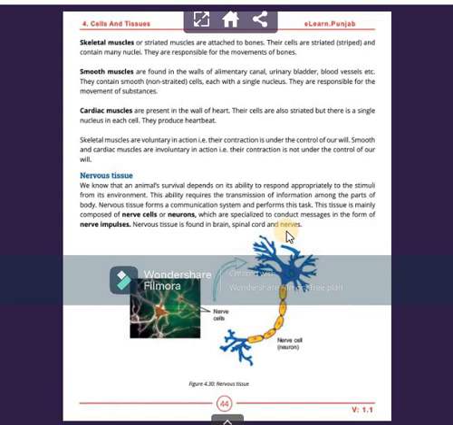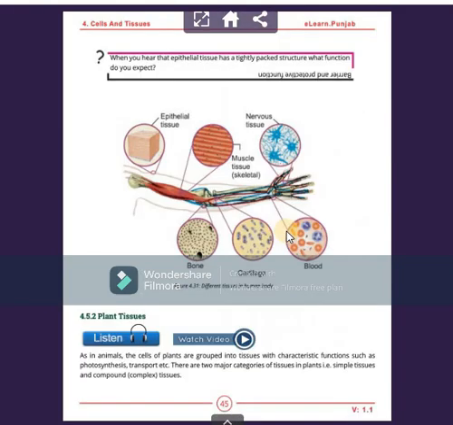For example, if we touch something hot, we move our hand back. That means the message was passed from the skin to the brain and then back to the skin or hand, and that's why we pulled it back. So this is the main function of the nervous tissue.